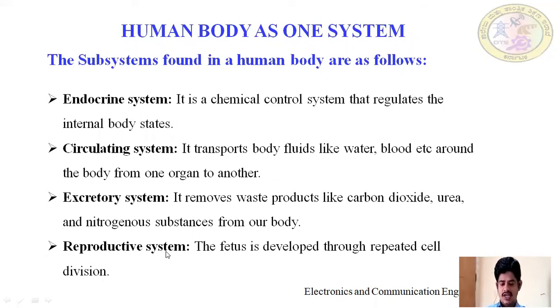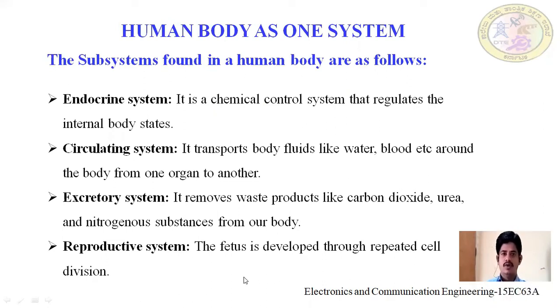Then the last one is the reproductive system. The fetus is developed through repeated cell division. In the reproductive system, all human beings and animals have a system which is responsible for regenerating their generations. Any human being or any animal is able to reproduce its generation because of its reproductive system.